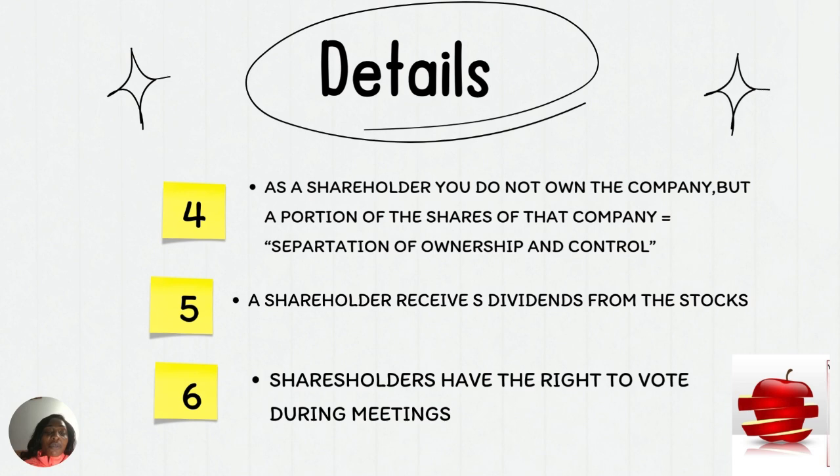The shareholder has the right to vote during meetings. That's one thing about being a shareholder: shareholders attend some meetings, such as the quarterly meeting, before the company releases the earnings for the quarter, maybe after six months in the semi-annual, and after the year. So the shareholders have the right to vote during some of these meetings.